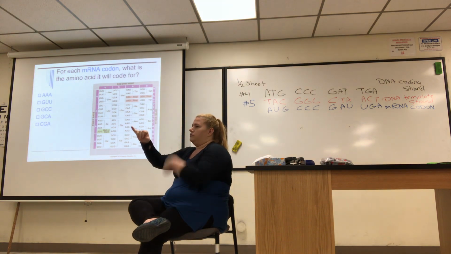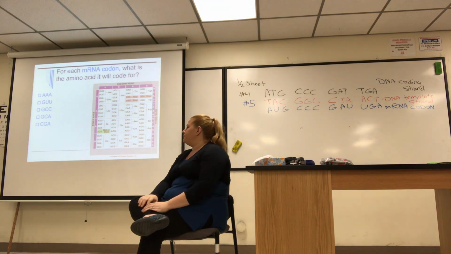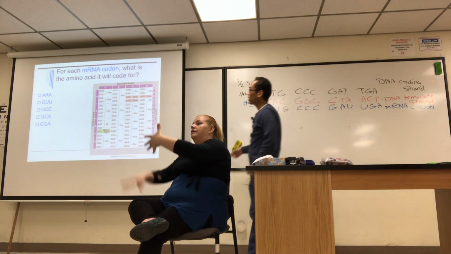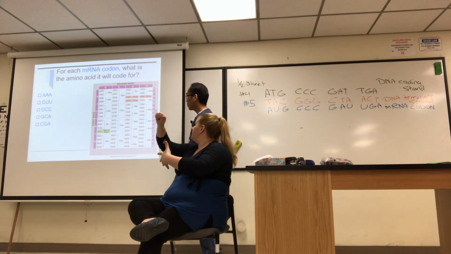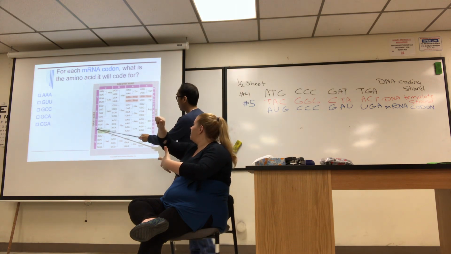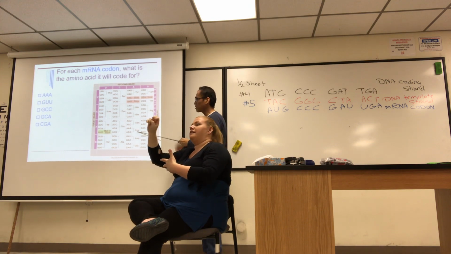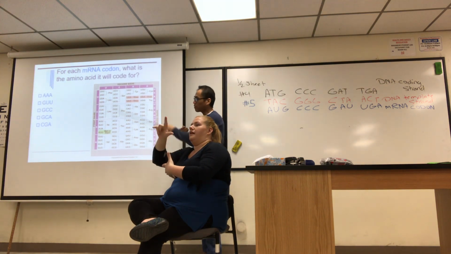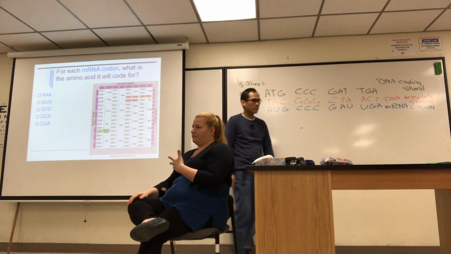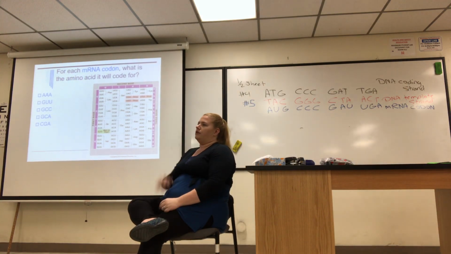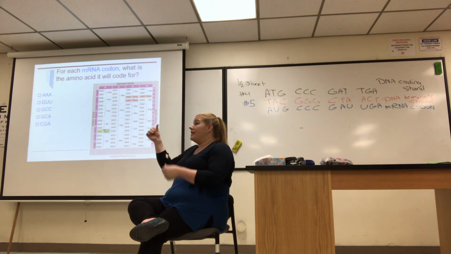Okay, well, I think if you knew how to use the table, you should be done. What'd you get for AAA? Oh, yeah, that's lysine. Okay, so I did the first one. I'll check to see if you did the rest correct. Remember, these are codons at the mRNA level.